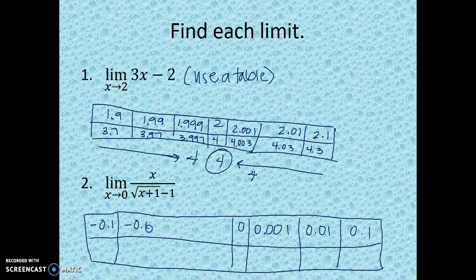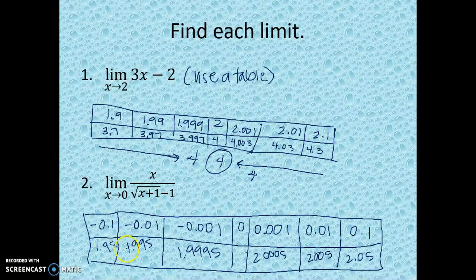Then I'm going to get a little bit closer with this negative 0.01. Then even closer with negative 0.001. And I'm plugging those numbers in. Take a minute and do those and leave the 0 blank so we can look not necessarily at what is it, but what does it look like it's going to be.